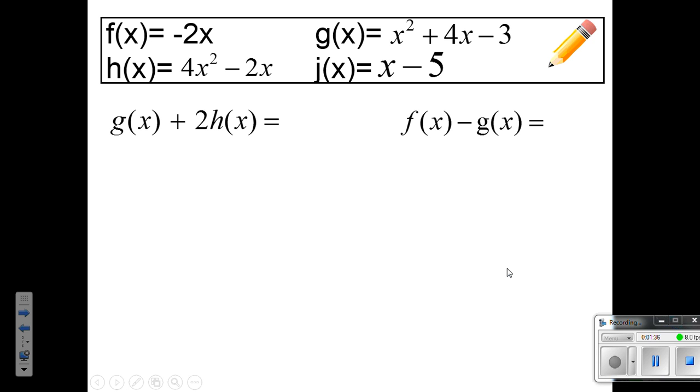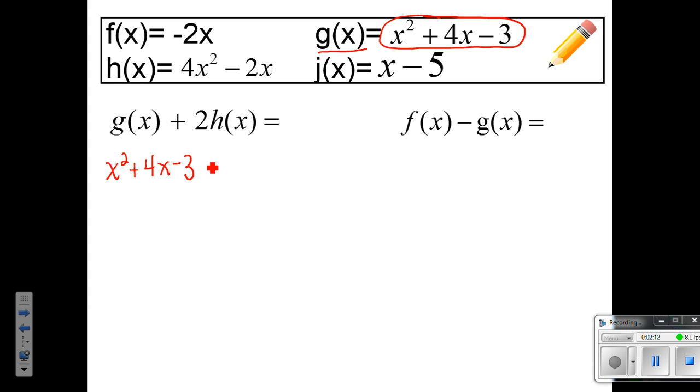So let's start with the first problem. It says g of x plus 2 h of x's. All right, so it's telling me that I need the g of x function. So I need to go up to the top and find the g of x function. There it is. I'm going to take that function and bring it down. In place of the g of x, I'm going to put what it represents, which is x squared plus 4x minus 3.